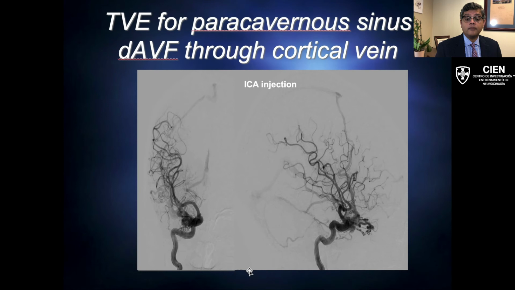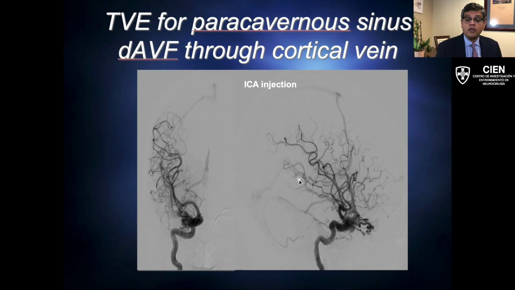Now, this is another situation where you have a large fistula in the anterior cranial fossa, but actually it also goes into the cavernous sinus, and there's a draining vein here. And you can see that the draining vein also goes posteriorly.